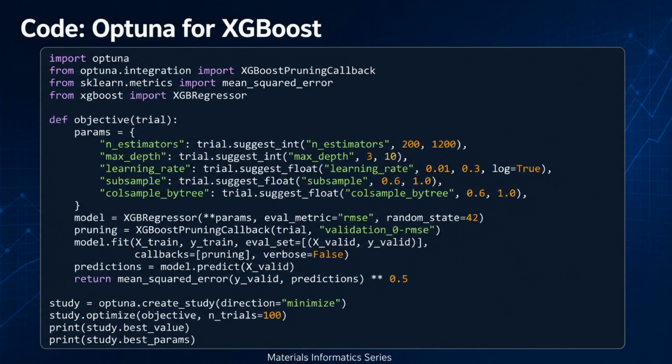Define an objective function that creates an XGB regressor with parameters from trial.suggest_int and trial.suggest_float. Use cross_val_score for evaluation. Create a study and call optimize with your objective and number of trials. After optimization, study.best_params contains the optimal values.